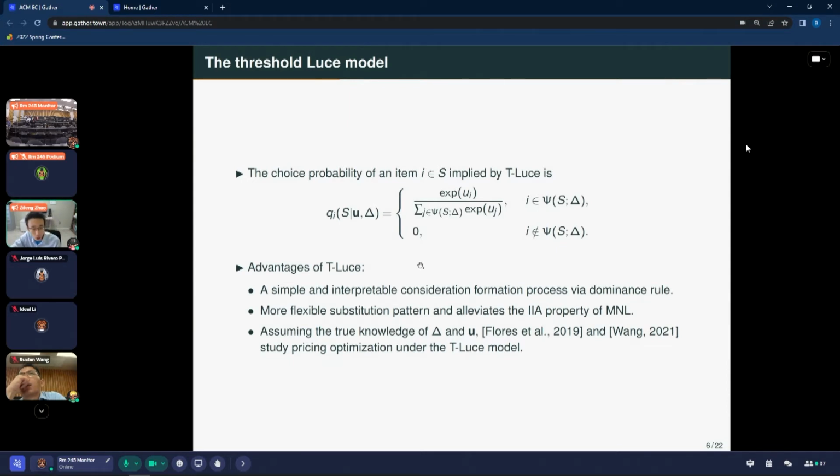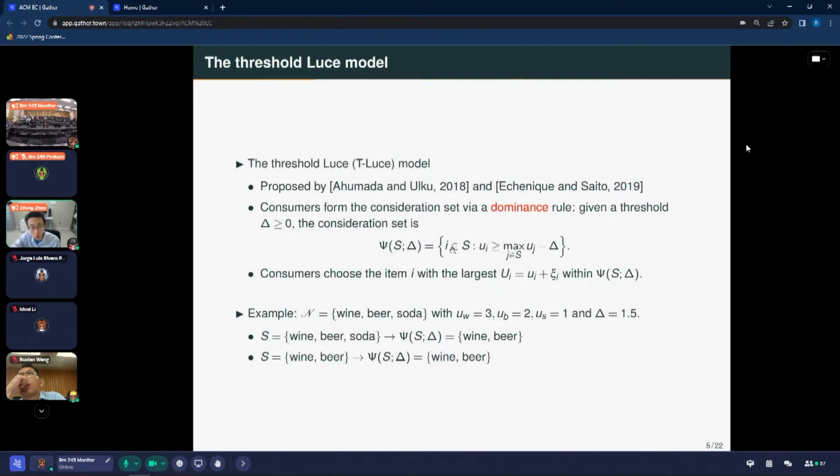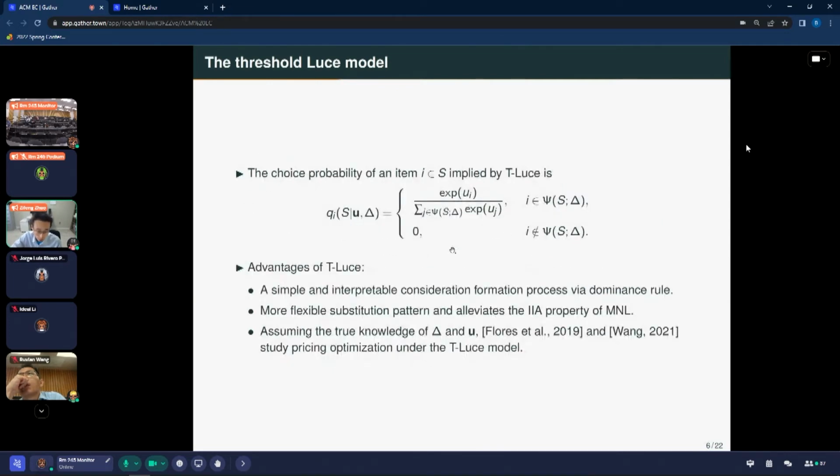Now, the advantage of the T-loose model obviously is that it's simple and interpretable, right? It uses a very simple dominance rule to describe the mechanism of how consumers form the consideration set. And the authors of the T-loose model show that it can offer more flexible substitution patterns and can alleviate the IIA properties. And assuming the true knowledge of this delta and nominal utility, the following papers study the pricing optimization for this T-loose model.